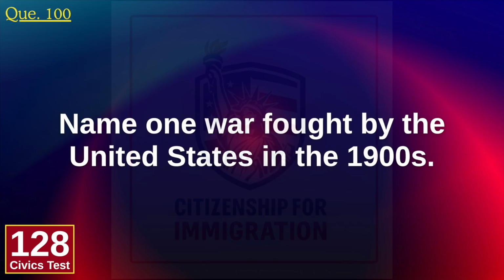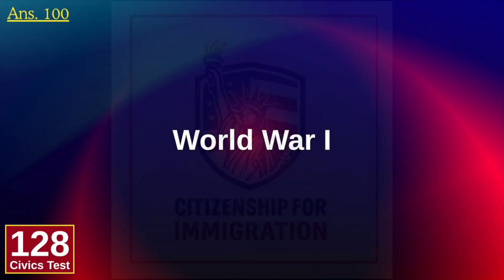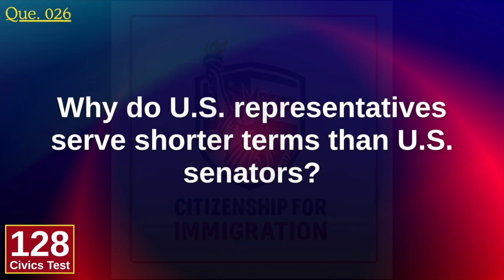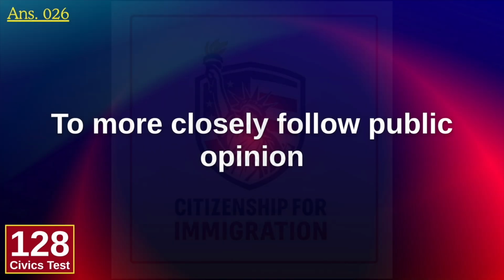Name one war fought by the United States in the 1900s. World War I. Why do U.S. representatives serve shorter terms than U.S. senators? To more closely follow public opinion.